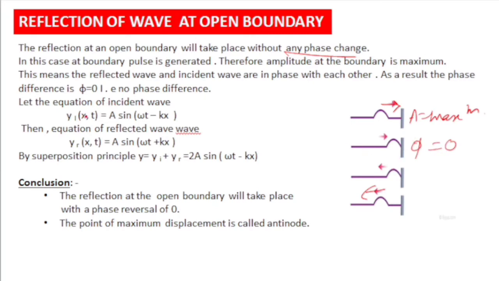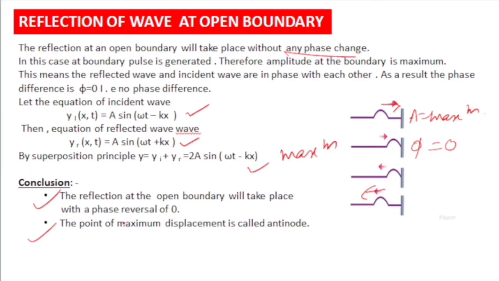So how do you write the equation of these two waves? Suppose the incident wave is a sine(omega t minus kx), and the equation of the reflected wave, in the negative direction, just replaces minus kx by plus kx. Amplitude is the same. Here also a crest, here also a crest. Here a trough is formed, here also a reflected trough is formed. So a sine(omega t plus kx): when you add these two, maximum amplitude is there at the open boundary. So these two points are important about reflection at an open boundary.